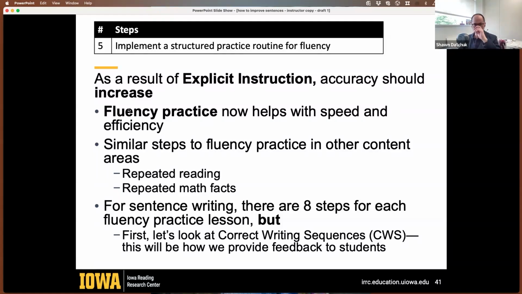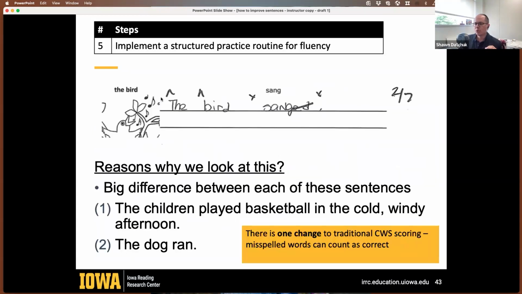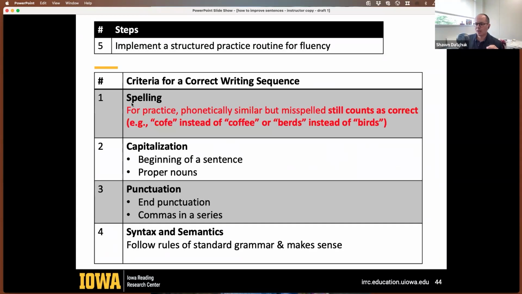But before we do that, let's take a look at correct writing sequences, because this is how you're going to provide feedback to students. When a student writes a sentence, in this instance, Wanda cleaned the stove, the little girl screamed, Dan cut a fish, we score sentences. We could say 1 sentence, 2 sentences, 3 sentences, but we would actually look in between every sequence and score it for a number of different things. We would try to see whether or not the word is spelled at least phonetically similar.